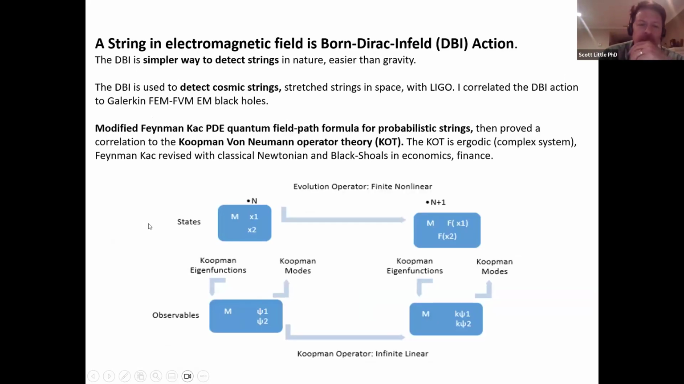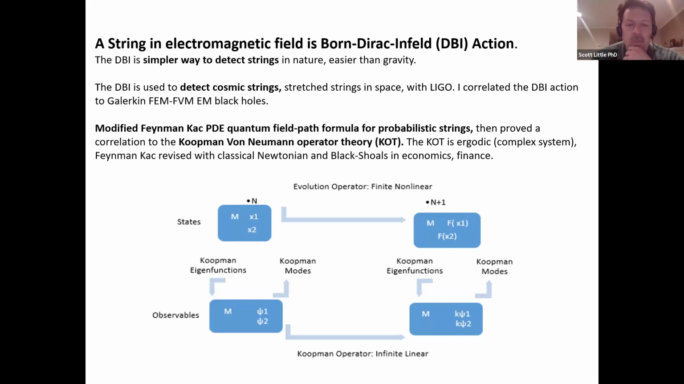And then what's the Koopman-von Neumann? It's the different theories, but with the string, as in string theory, where a string is moving through an electromagnetic field, that is called a Dirac-Born-Infeld action. That's what we also use to detect cosmic strings, which I mentioned as the stretched springs in space, with the LIGO detector. And I correlated that string action in electromagnetic fields to these electromagnetic finite element method black holes.